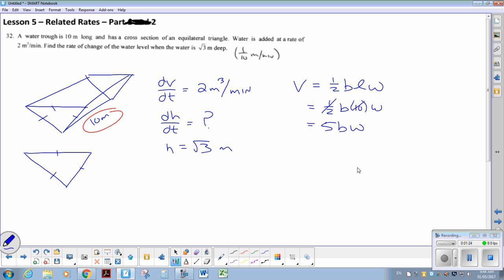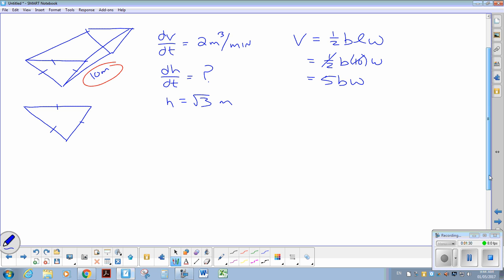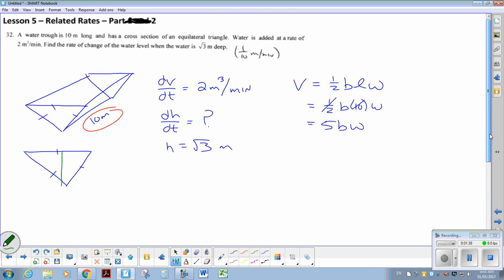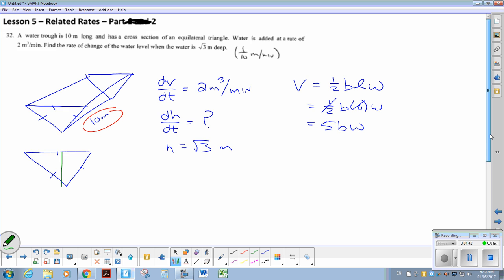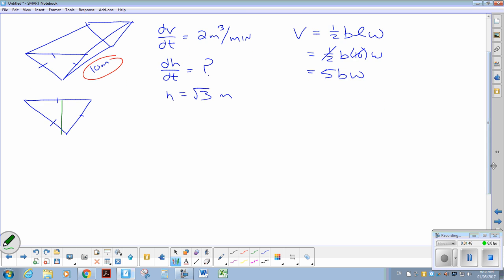Now, I need to get down to one variable, so I need to find a relationship between B and W here. So I'm going to go back to my equilateral triangle, and I'm going to cut her in half. Do they give us original dimensions here at all? Water trough, it's a cross section, it's an equilateral triangle. All right, still, not really.